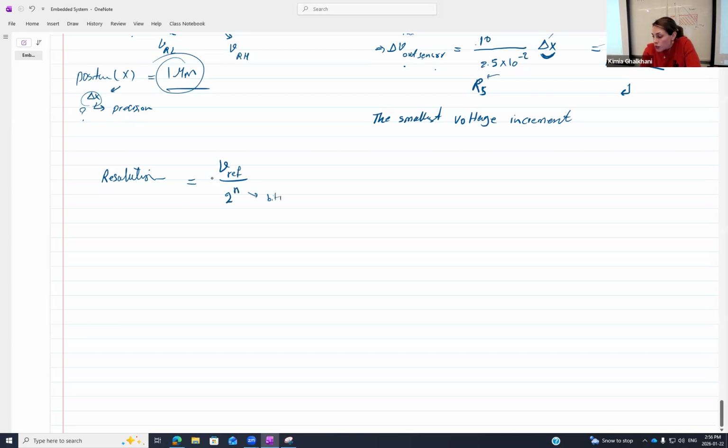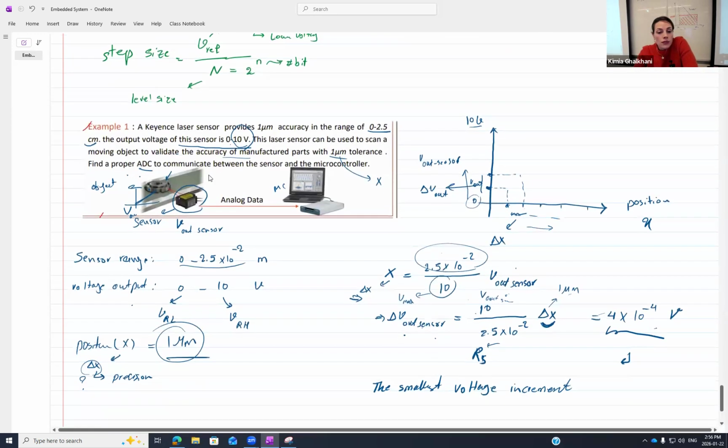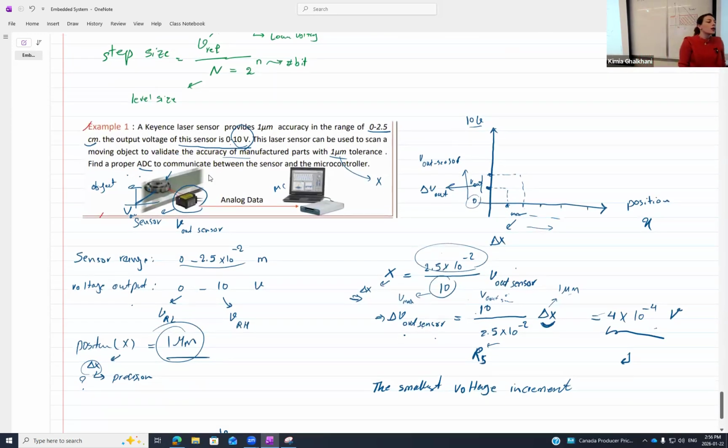Therefore, what should be that? Do I have the number of bits in here? I look at the question. The question is not even giving me the number of bits. Therefore, my question in here is, how do I calculate the number of bits if it is not there? That's the question. Now let's do that part.